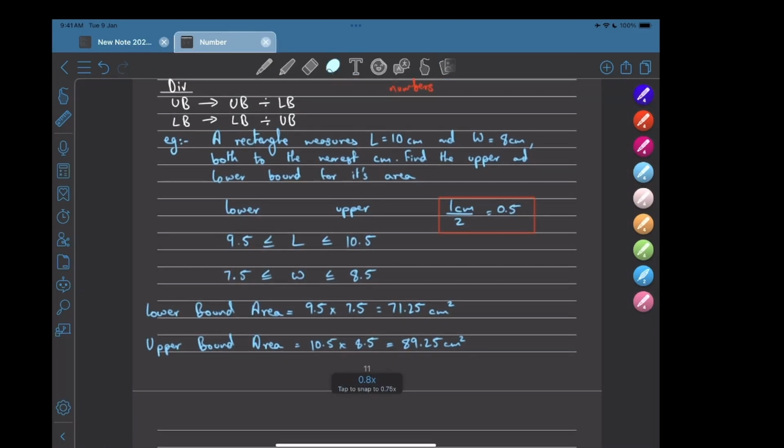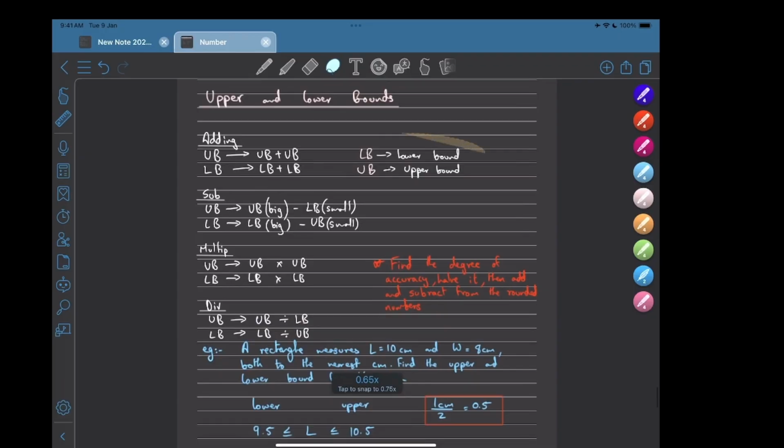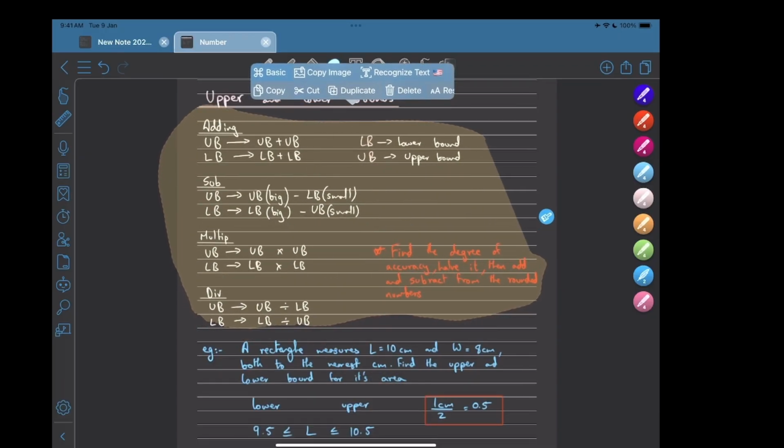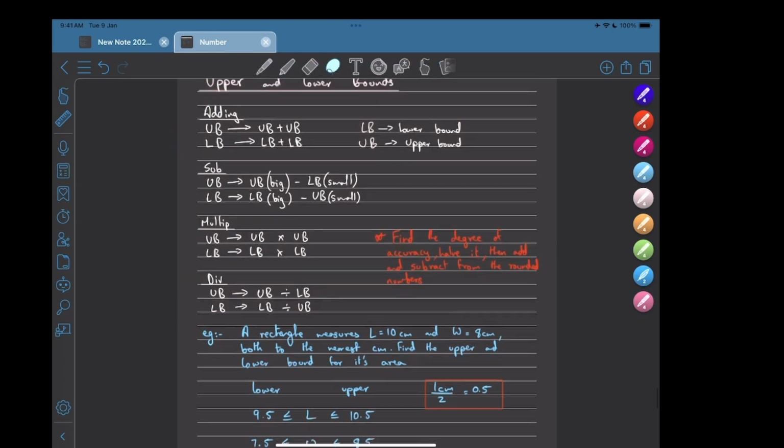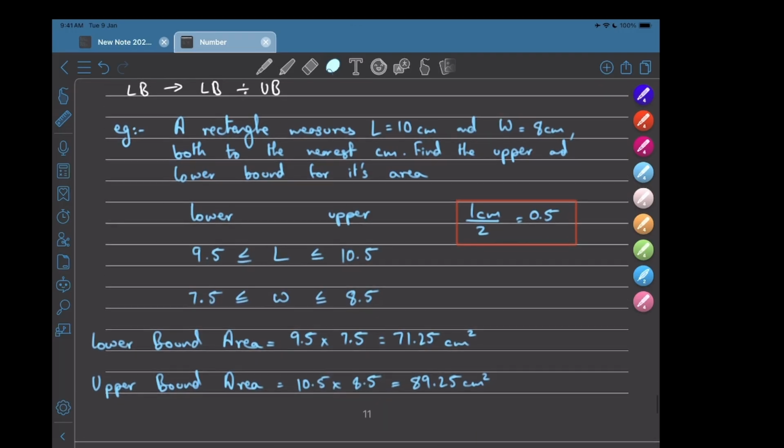All right, now the question is saying, can I utilize the space? Yes, I can bring this one up. Yep, that looks neat. Now the question is stating a rectangle measures length equal to 10 centimeter and width equal to 8 centimeter, both to the nearest centimeter. Find the upper and the lower bound for its area.